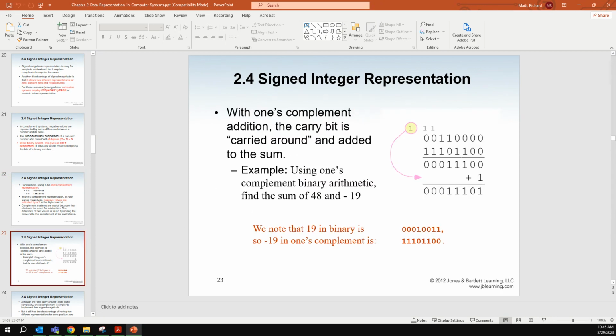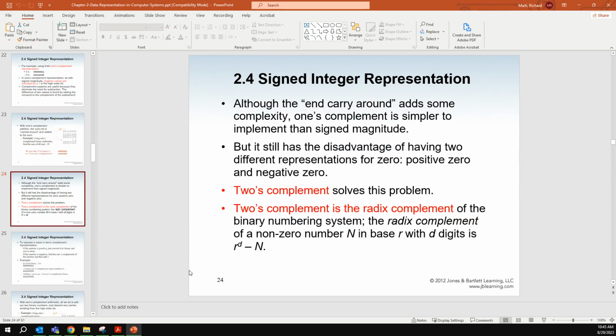So remember to carry the bit. So that's carried over. So you've got this 2's complement. Although the end carry adds some complexity, 1's complement is simpler to implement than sign magnitude. It still has a disadvantage of having 2 different representations, 0 and -0. So 2's complement solves this problem.